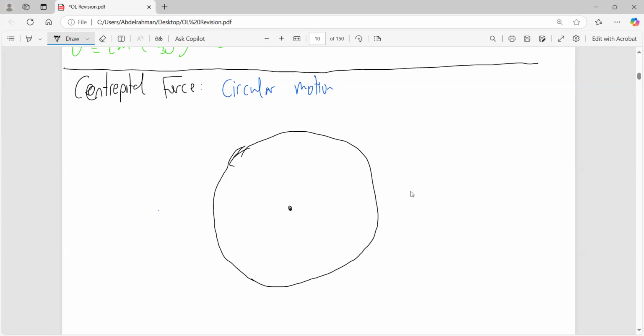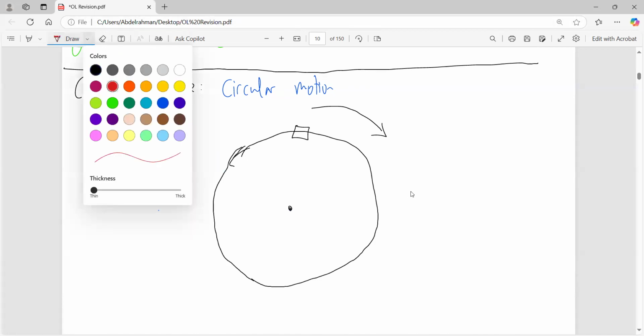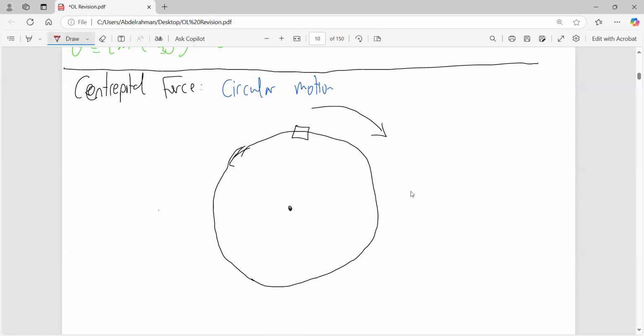Where is my object? For example, this is the object. It's moving in this direction, in a clockwise rotation. Where is the centripetal force? You'll always say that the centripetal force is always directed towards the center. This is the centripetal force. I'll call it FC, centripetal force. It's always directed towards the center.